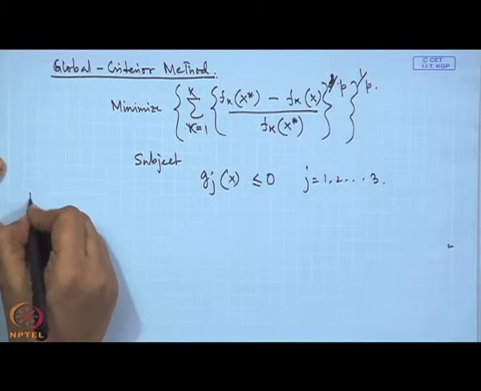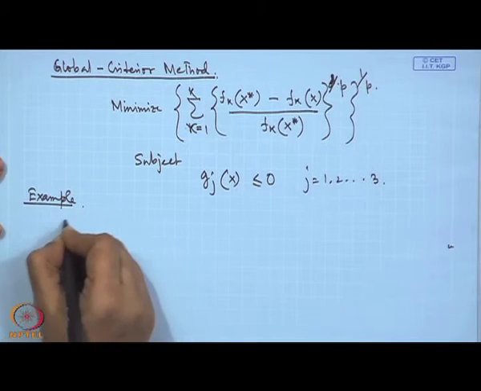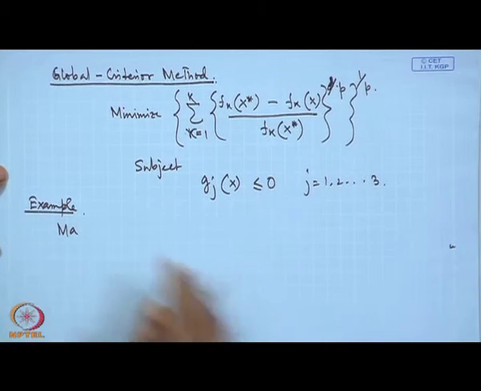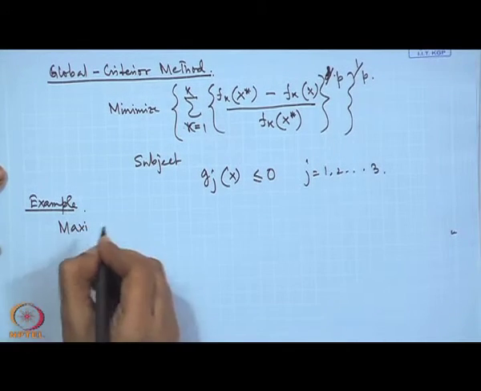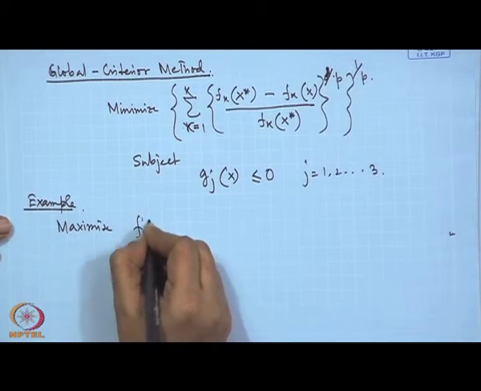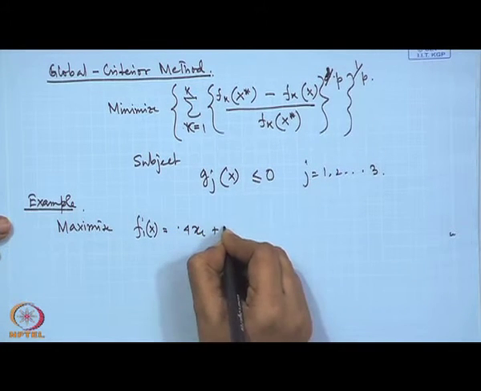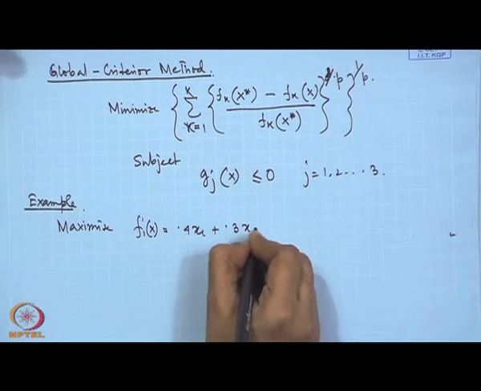And let me give one example, with the global criterion, how to apply the global criterion method for this example. I have taken this example from the book Lecture Notes in Multi-Objective Multi-Criteria Decision Making by Huang and Masood. Maximize f1(x), 0.4x1, two decision variables are involved here.